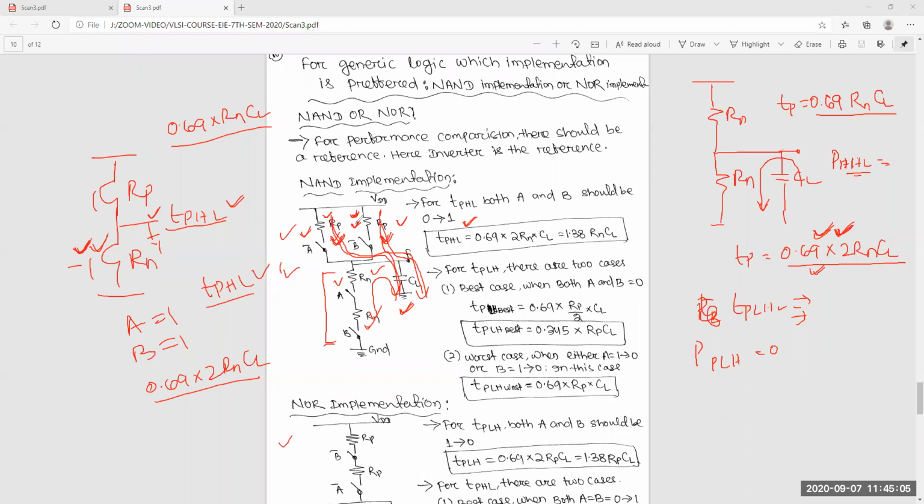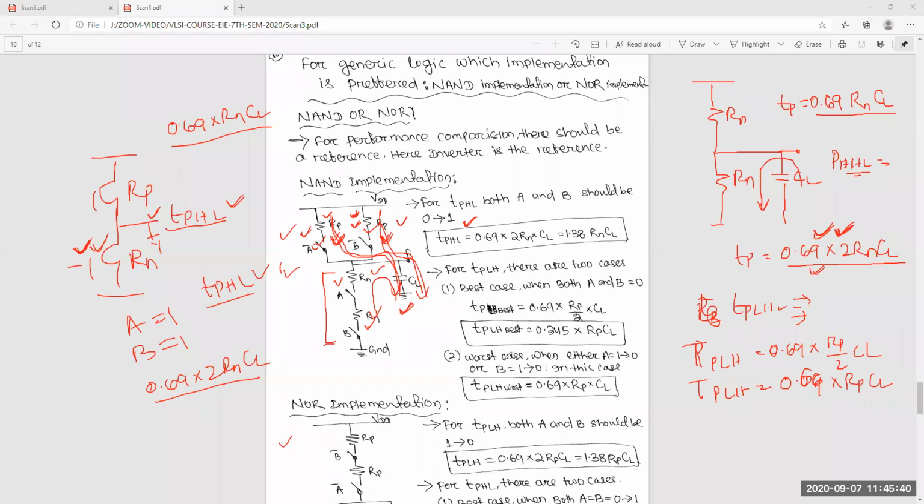RP and RP are parallel. So once both are parallel, then resistance will be half. So in that case, you can get 0.69 into RP by 2 into CL. But if any one, either this or this, will be on, then TPLH is equal to the same 0.69 into RP CL.